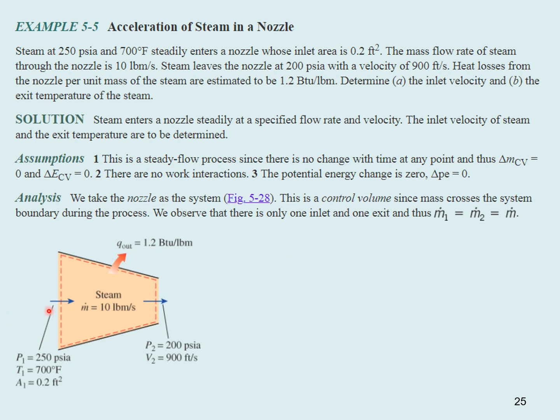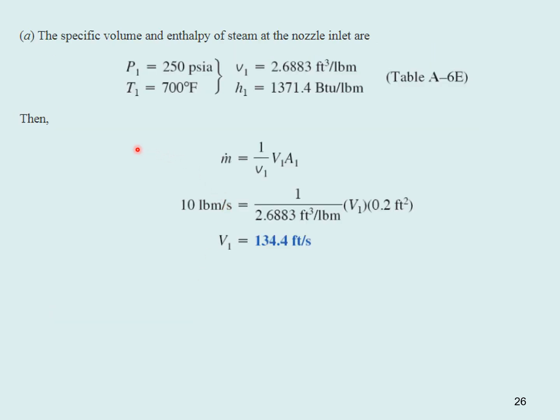So here again, since there's only one inlet and one outlet, instead of having m1 and m2, we just treat it as m. So m dot is equal to 10 pound mass per second, which flows in and flows out, so that stays constant throughout the system. At the nozzle inlet, we're told the pressure and the temperature, so we can look up the specific volume and the enthalpy out of table A6E. Again, I encourage you to go look in the table and get used to finding these values.